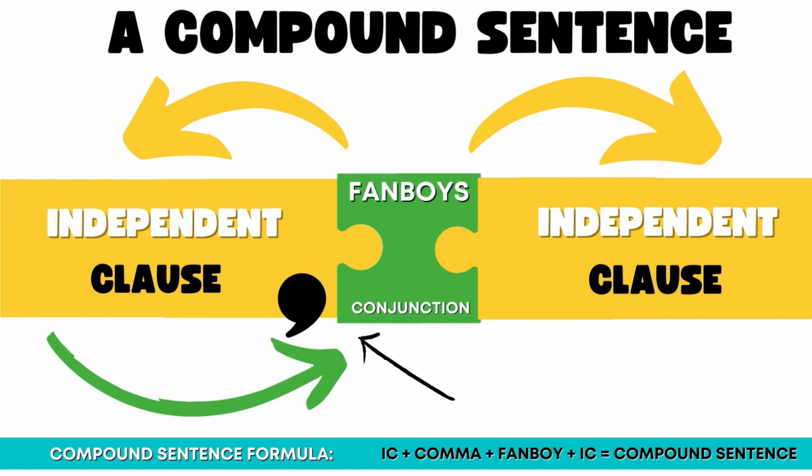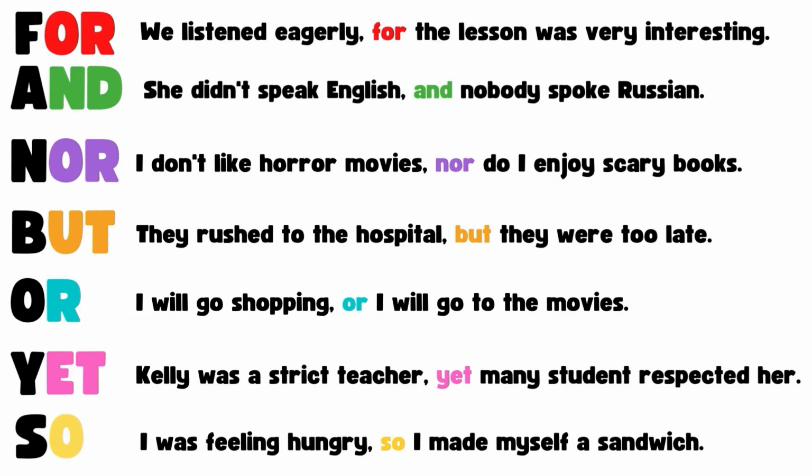Now, your fanboys are also used to join phrases or words to an independent clause, but when you do that, you don't use a comma. So don't get simple sentences confused with compound sentences. The difference is, in a compound sentence, you will always have two independent clauses. Let's look at some examples, shall we?